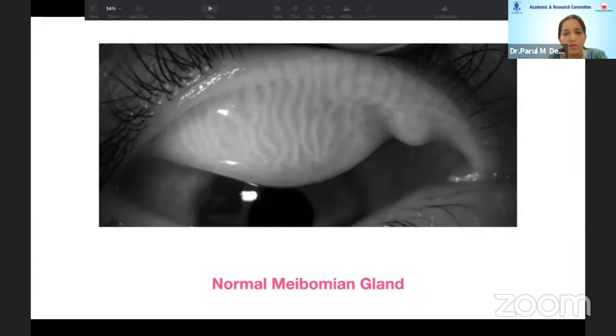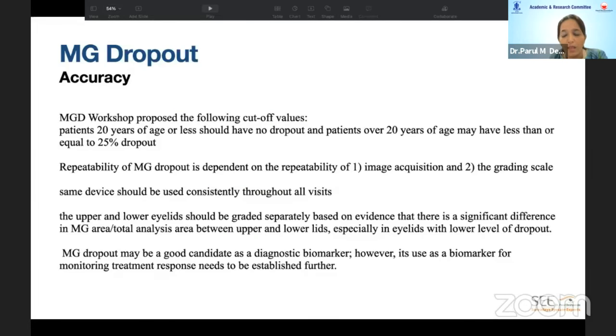So this is a normal eyelid showing normal meibomian glands. You can see that from the lid margin up to the lower portion of the tarsal plate, we can see the meibomian glands. You can see the acini, you can see the ductules here. So what is commonly seen in a pathological case is a meibomian gland dropout on a meibography.